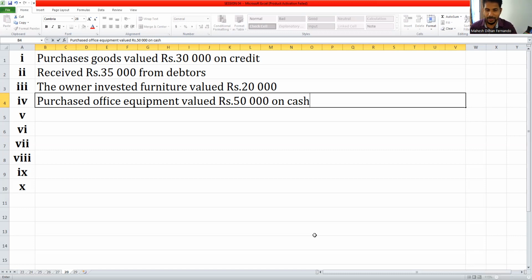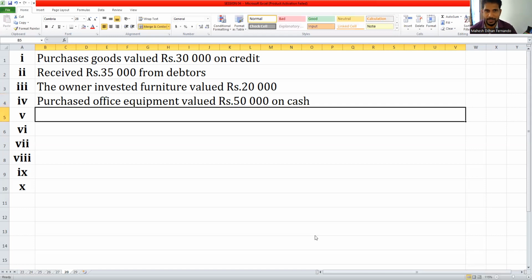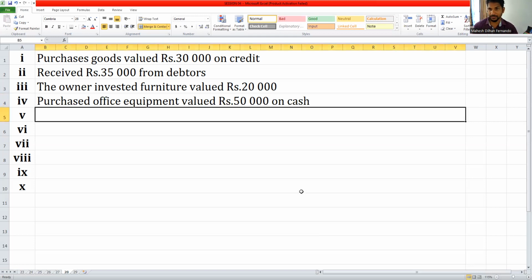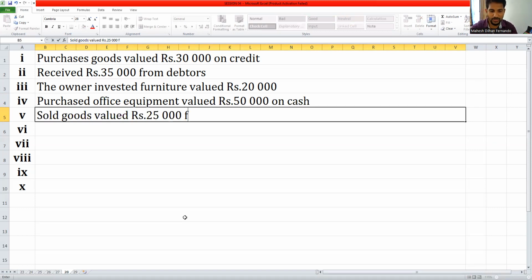Simple. Number 5, inventory minus 25, cash plus 25, capital plus 25. It's a sale. Sold goods valued rupees 25,000 for rupees 50,000 on cash. See, this is a complete description.